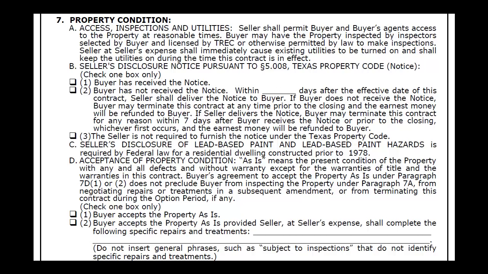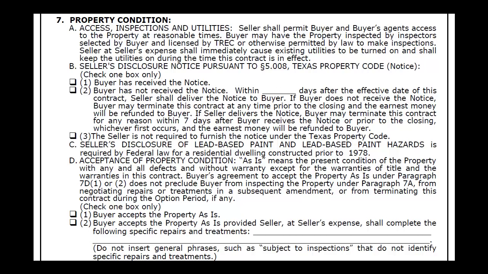because of the second sentence here. This is crazy. Okay, third sentence actually. If the seller delivers the notice, the buyer may terminate this contract for any reason within 7 days after the buyer receives the notice or prior to closing, whichever occurs. And the earnest money will be refunded to the buyer. That's nuts. That's almost like a second option period.